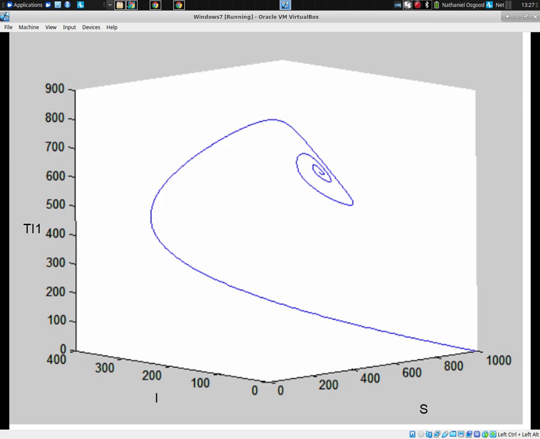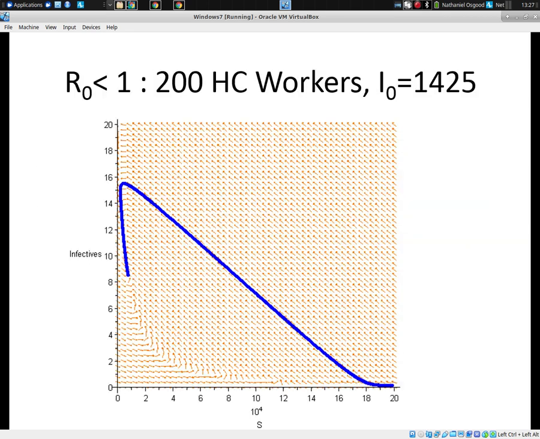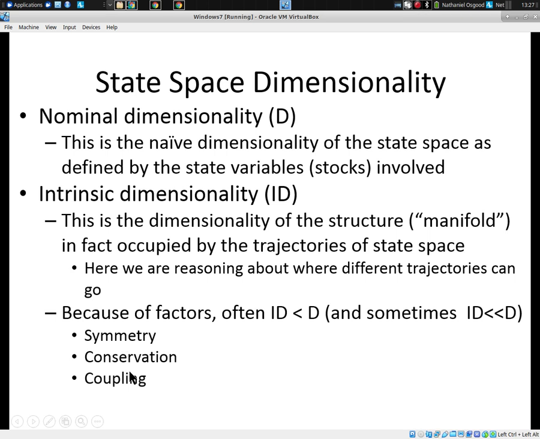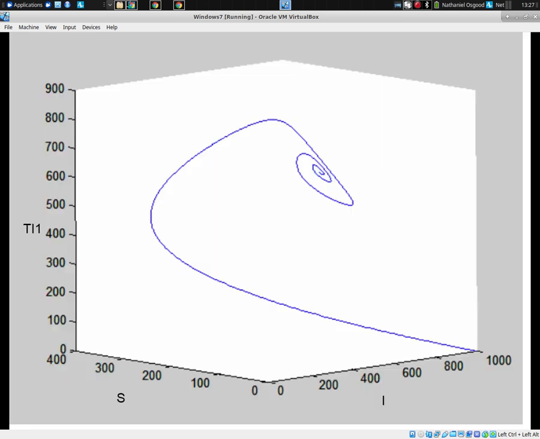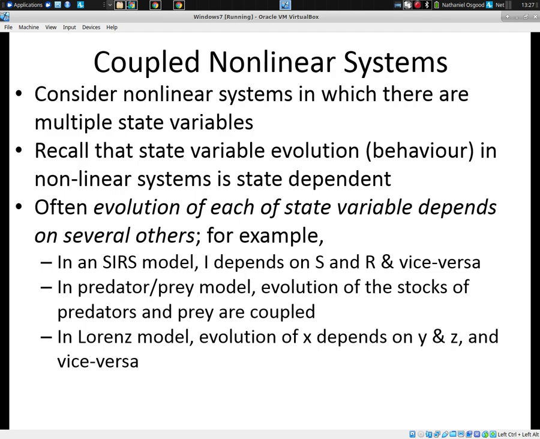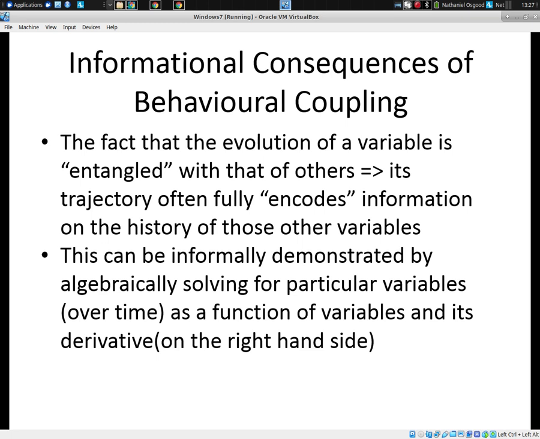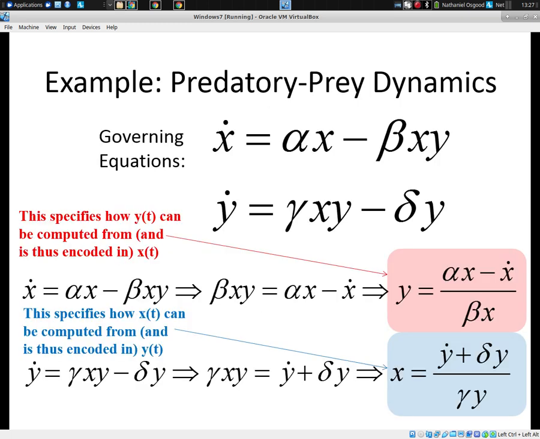Okay, so we've talked about model state space, and we've noted that models often don't occupy the full extent of their state space, and there's many reasons for that: symmetry, conservation, and coupling. Our primary focus right now is on coupling. Because of this coupling, the different variables are entangled with one another. One encodes information about its drivers. And we demonstrated algebraically, given perfect knowledge of a system, that the information in one variable, say x, is enough to uniquely determine the value of another variable.